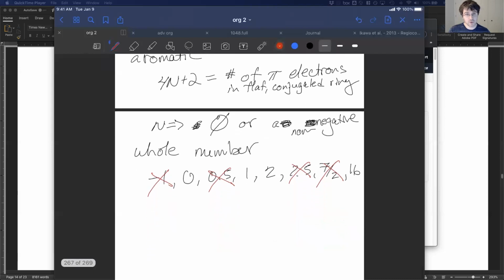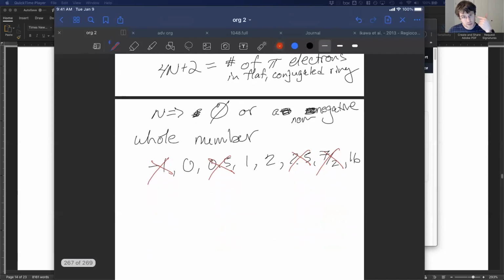Okay, so we have the 4 rules: cyclic, planar, conjugated, Huckel's rule. Huckel's rule is the most complicated of them in terms of what you're familiar with. So let's go ahead and go right into an example of this with benzene. We started by saying that benzene was aromatic.